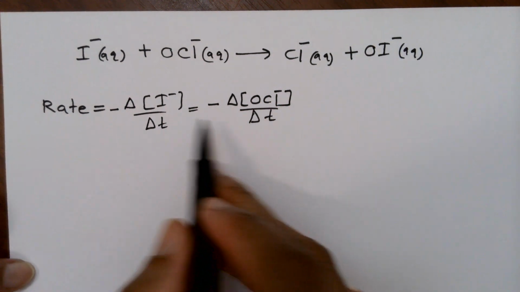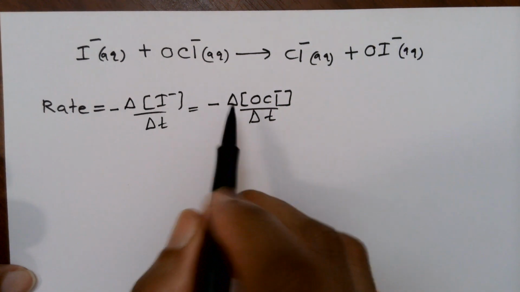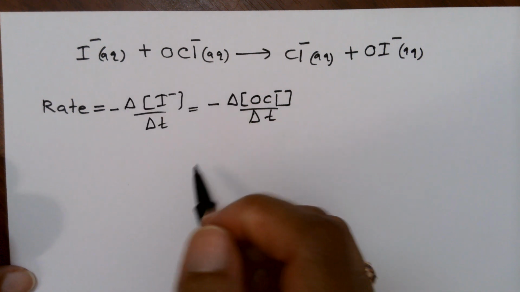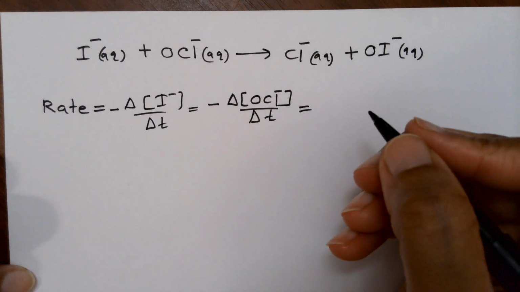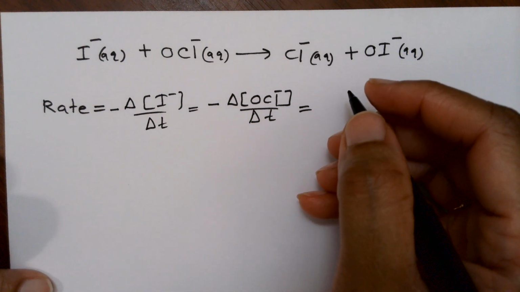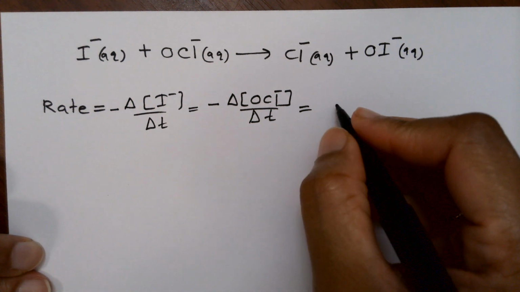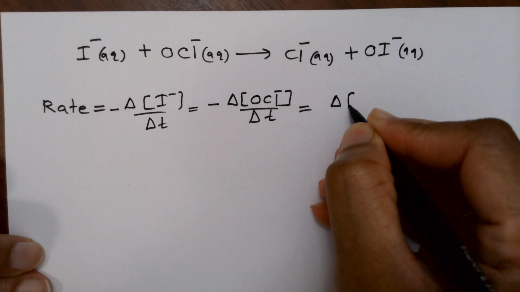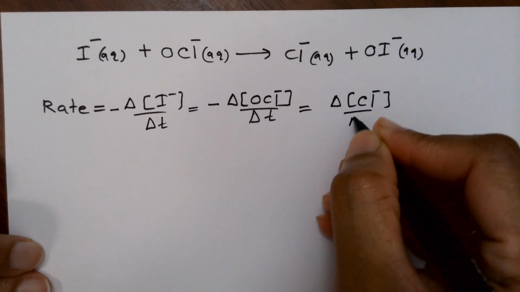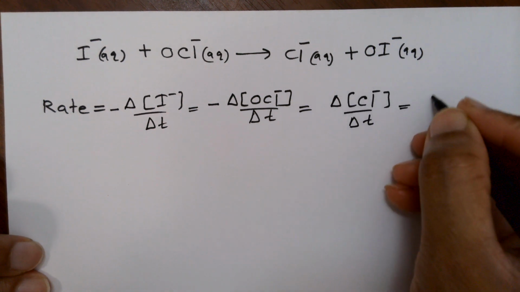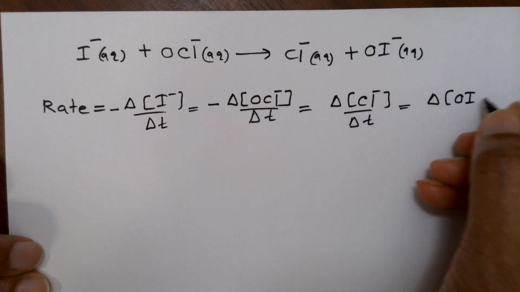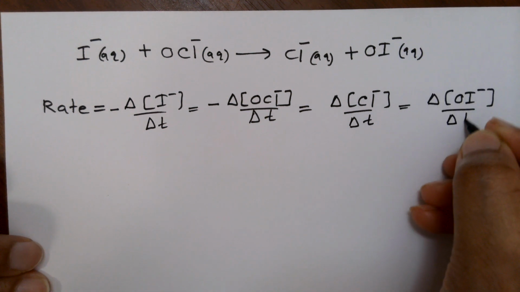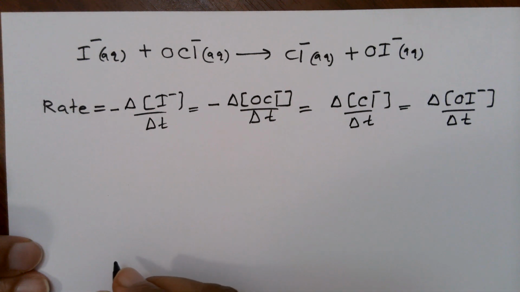This is in terms of reactants. Those both are negative because it is increasing the concentration with time. So let's write the same way, increasing concentration of Cl minus and OI minus with time. It is positive change in concentration of Cl minus with time is equal to change in concentration of OI minus with time. This is the complete rate expression in terms of disappearance of the reactants and appearance of the products.